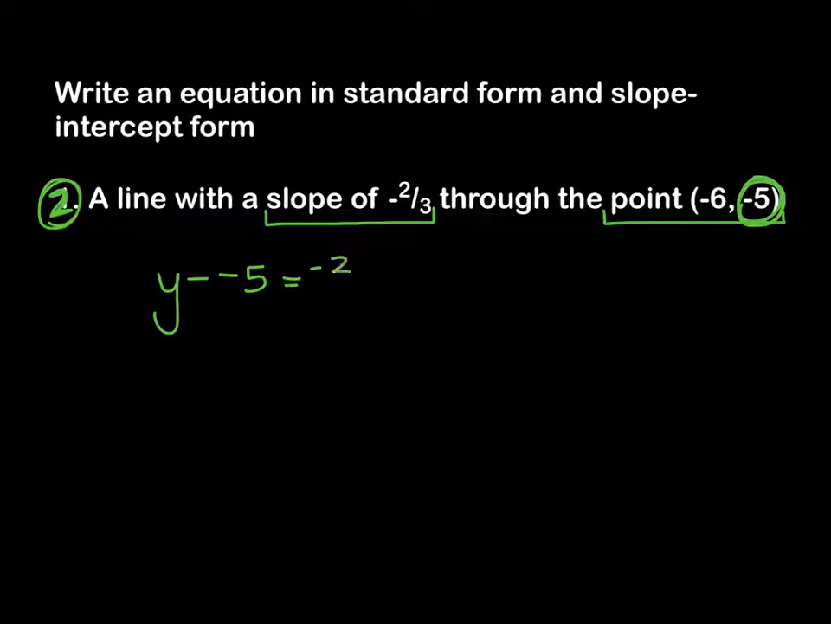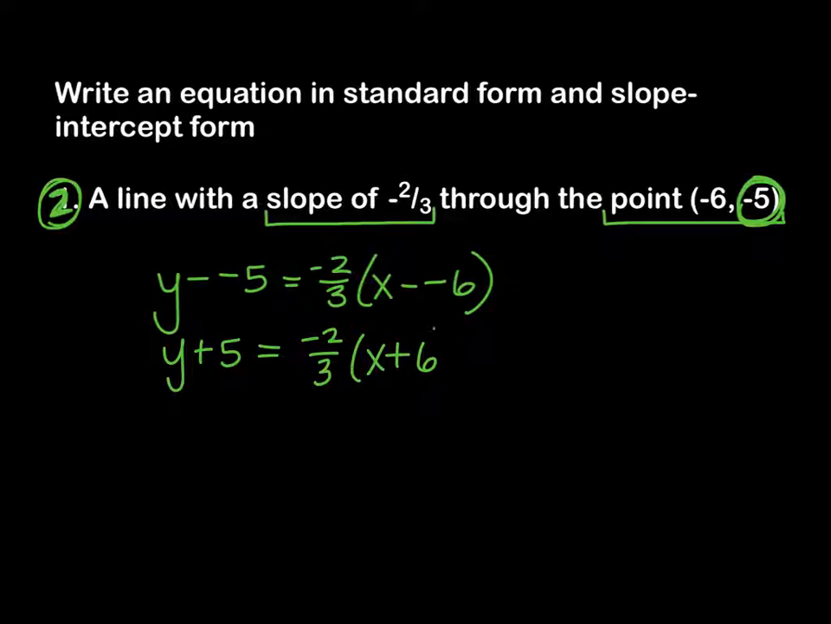And then -2/3 x minus -6. All of these double negatives right here, minus negative, those are going to change. So I'm just going to fix that first. y plus 5 equals -2/3 x plus 6. And notice how when you change them, the signs become opposite of what they were to begin with, right? You should notice that they're opposite.